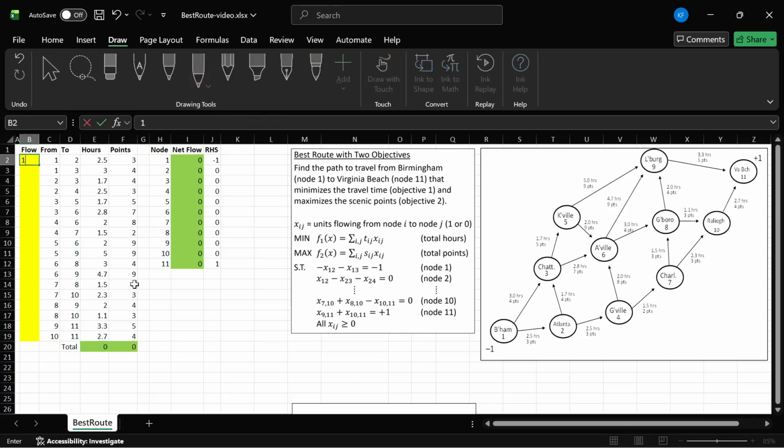And remember, both of them calculate totals, so we can test it. For example, if I go from 1 to 2, there will be a flow of 1 unit here, and this will mean 2.5 hours is added to the time and 3 points to the scenic points. Remember the objectives. The first one, the hours, we want to minimize, but the total number of points, we want to maximize the second objective.